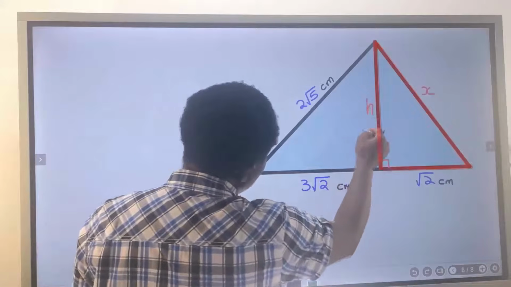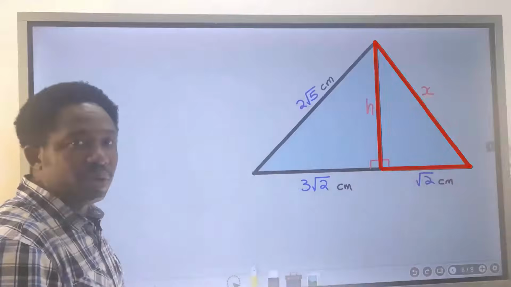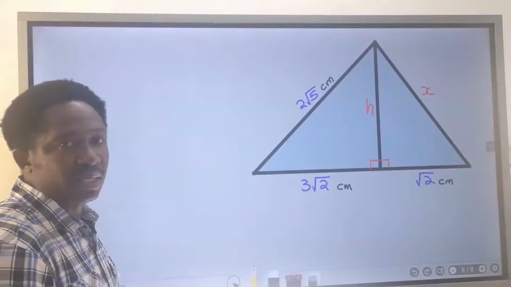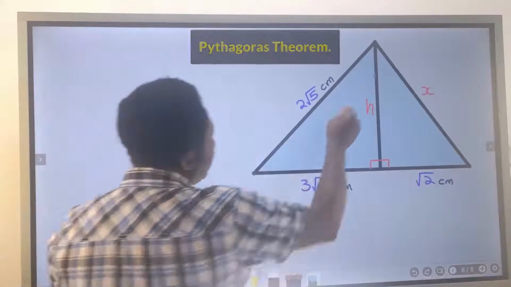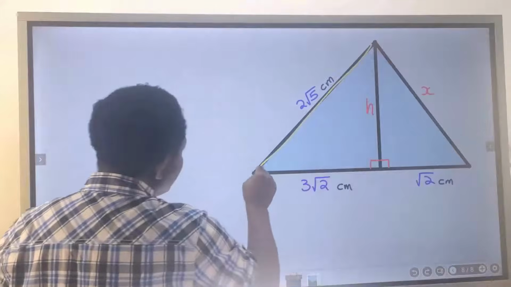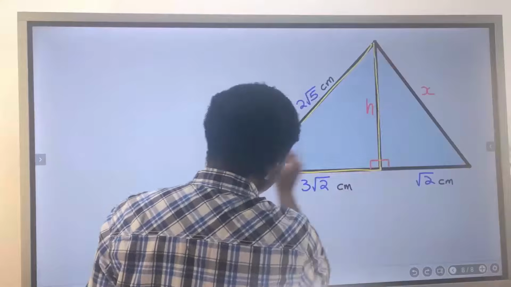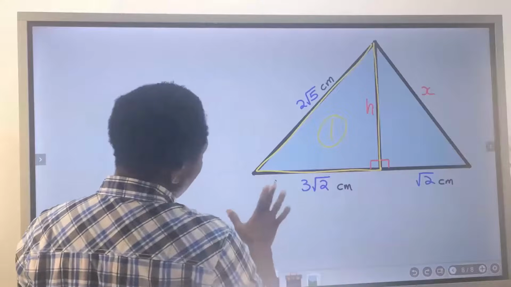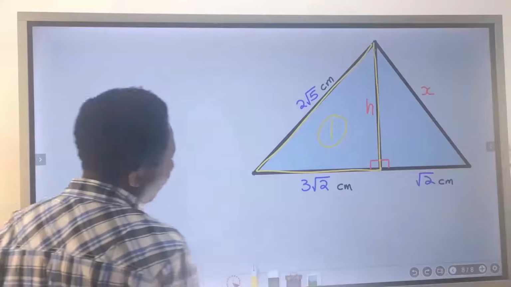And when we get h, it is easy to find x. Because the internal angles are not our concern, we're going to consider Pythagoras theorem. The first step is to consider this first part of the right angle triangle. Here is the first part. When we are done with this, we can now consider the second part.